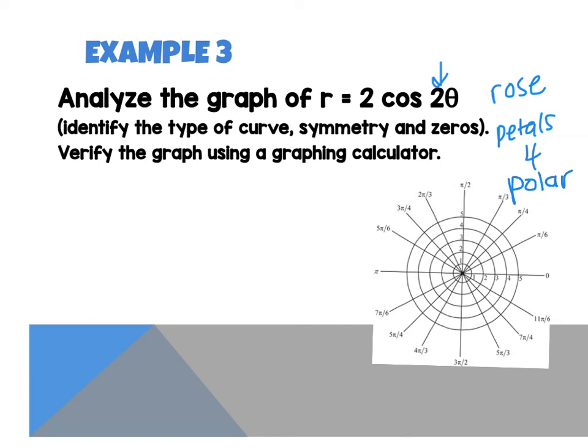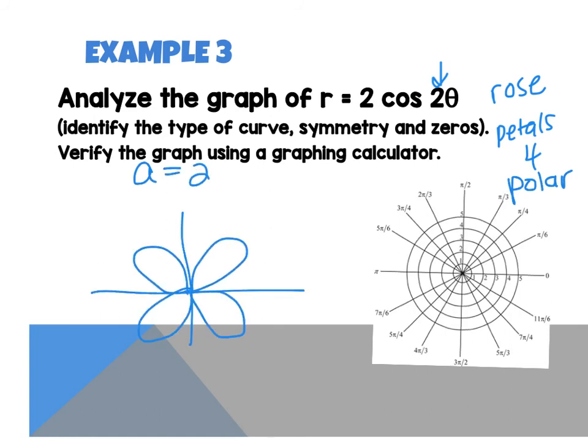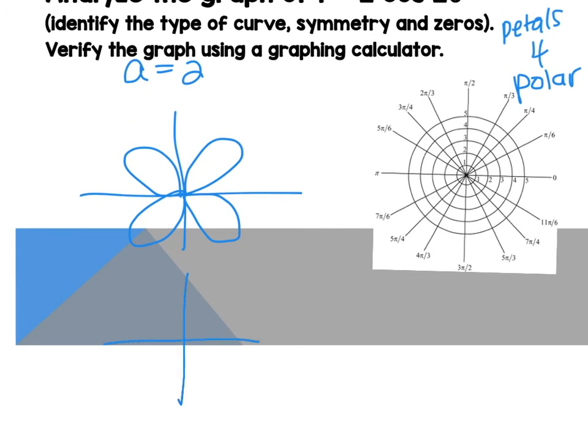Already, I know also how far out the petals are going. What's my a? 2. So I could say this is either going to be like this or it's going to be like this, because both of those would be symmetric to the polar axis. Both of those have an a of 2, and both of those have 4 petals. You with me so far?